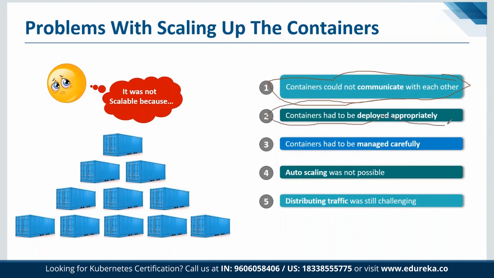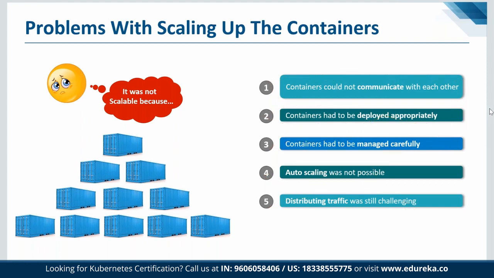Containers had to be deployed appropriately. Let's say you have 50 containers. Which container will be a front-end container? Which container will be a back-end container? It will be a problem. They have to be managed carefully. Auto scaling is not possible. Distributing traffic was still a challenge. So these are the challenges, guys, which I talked about also.